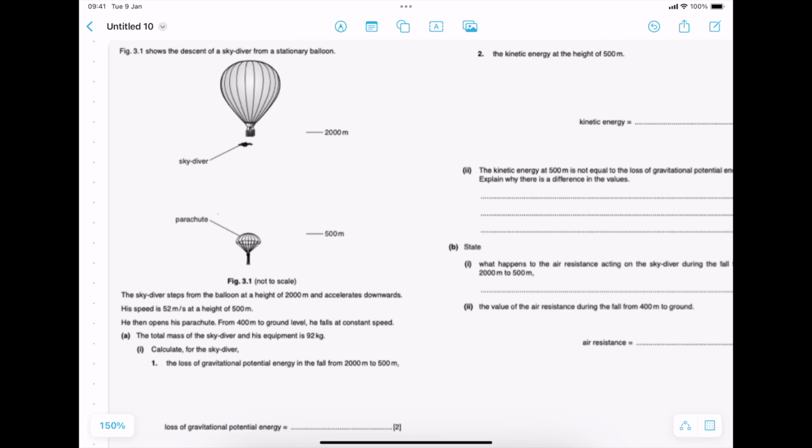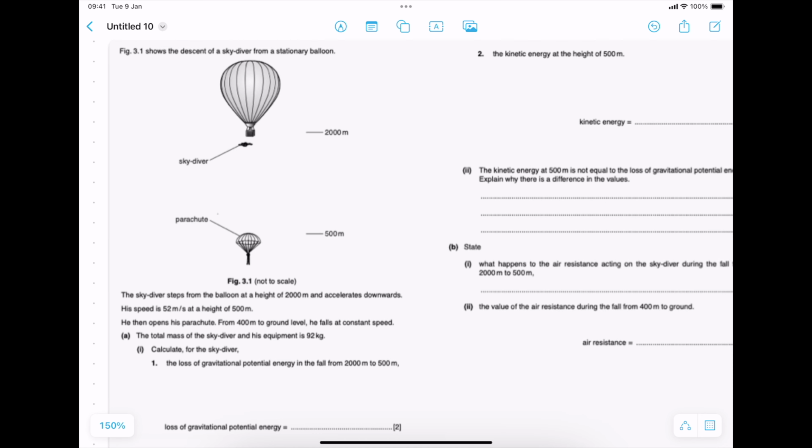His speed is 52 meters per second at a height of 500. He opens the parachute. From 400 meters to ground level, he falls at constant speed. The total mass of the skydiver and his equipment is 92 kg. Calculate the loss of gravitational potential energy from 2,000 meters to 500 meters.